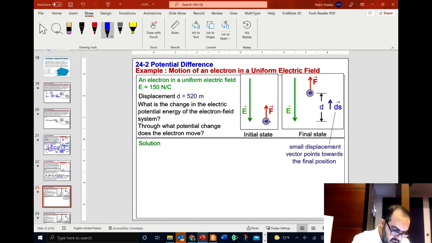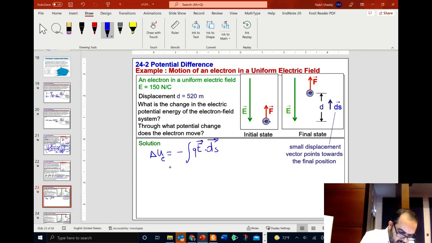What is the change in the electric potential energy of the electron field system? So we want the change in the electric potential energy. Okay, we have an equation for this. We said this is equal to minus Q E dotted with ds. Let's do it step by step. Now notice ds and E are 180 degrees apart.